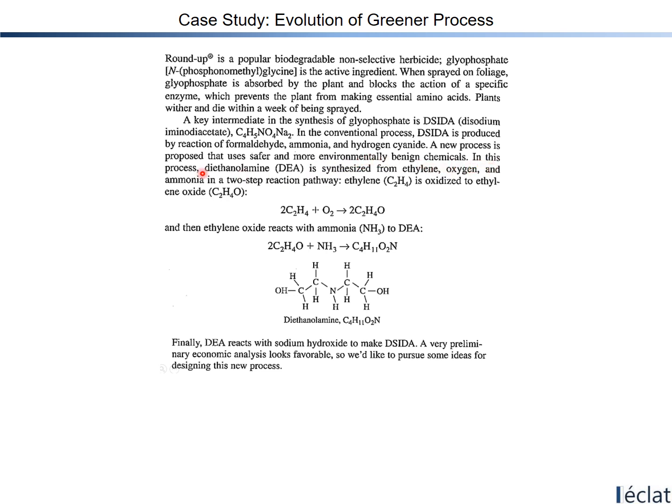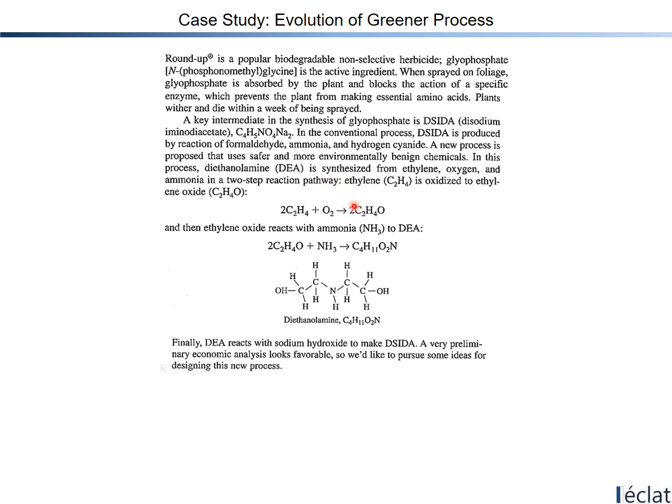In this process, diethanolamine, shortly DEA, this is diethanolamine. This is the amine, and we have two ethanol groups here and here. Go back to the sentence. So diethanolamine, or DEA, is synthesized from ethylene, oxygen, and ammonia in a two-step reaction pathway.